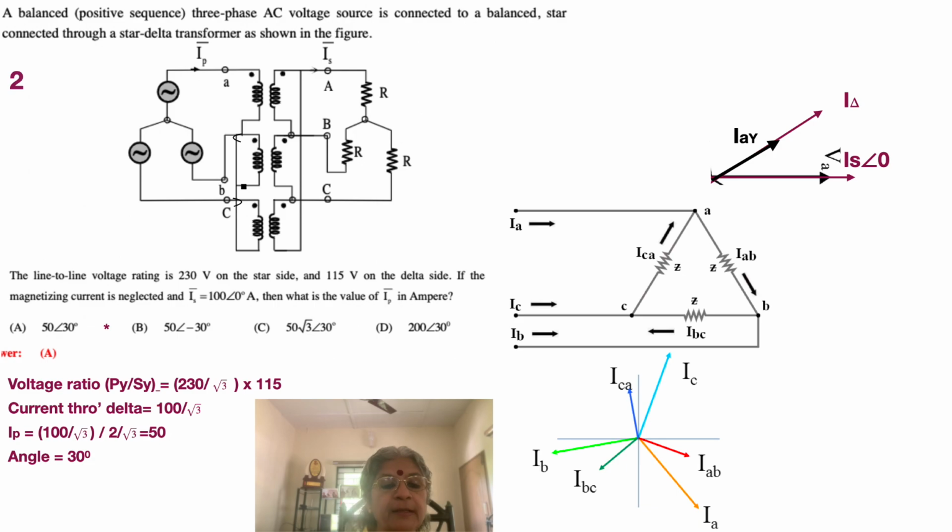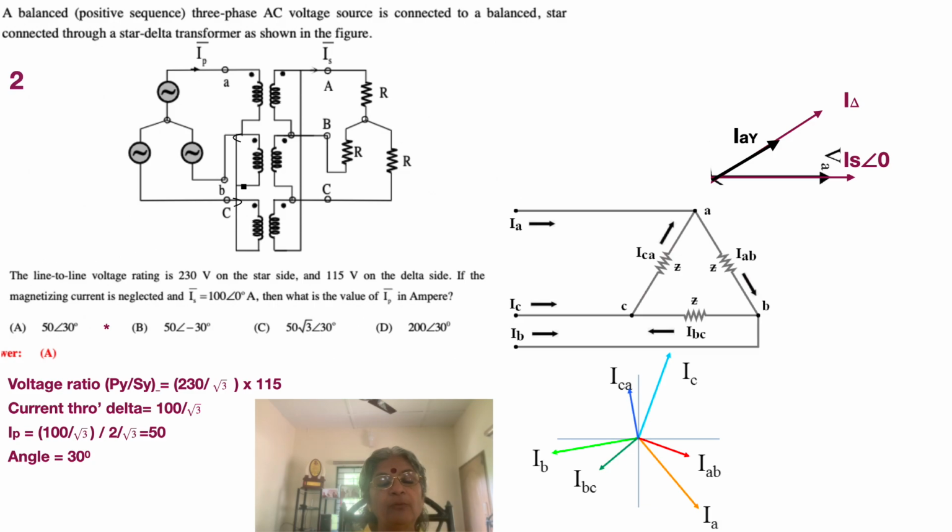So now let's read and connect together the dots. A balanced positive sequence three-phase AC voltage is connected to a balanced star connected load through a star delta transformer, as shown in the figure, just as we had surmised. The line to line voltage rating is 230 volts. Line to line voltage.